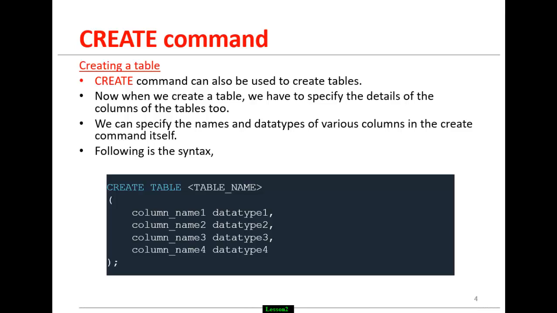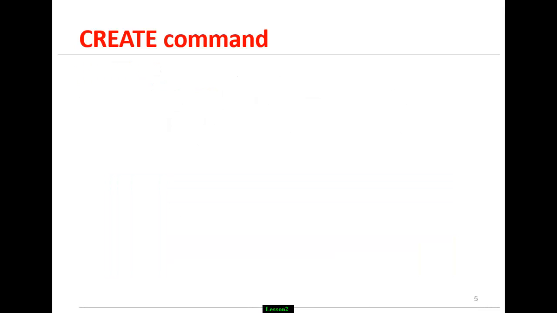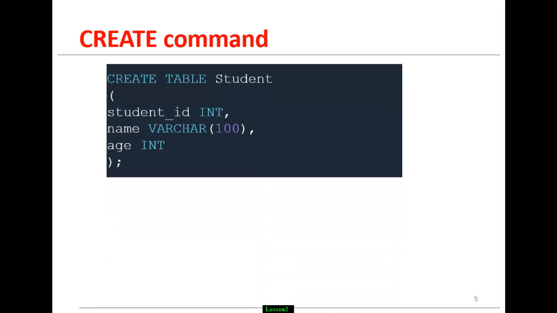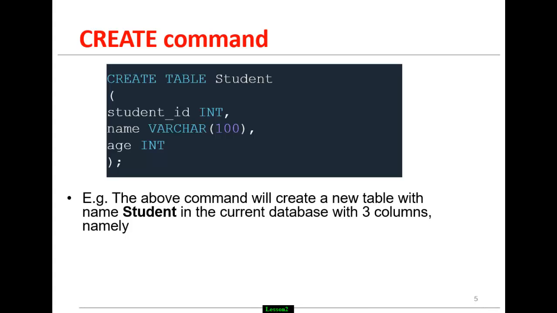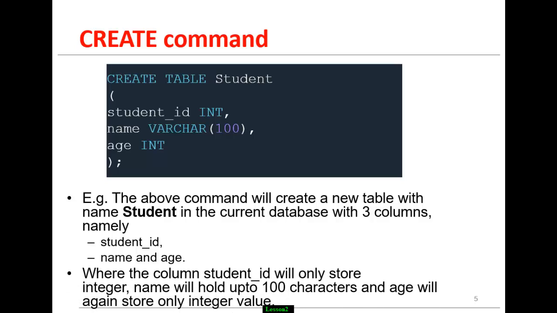Here is an example of this. The above command will create a new table with name student in the current database with 3 columns, namely student_id, name and age. Where the column student_id will only store integer, name will hold up to 100 characters and age will again store only integer value.